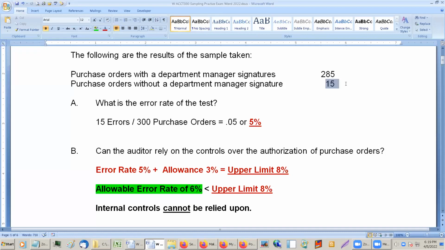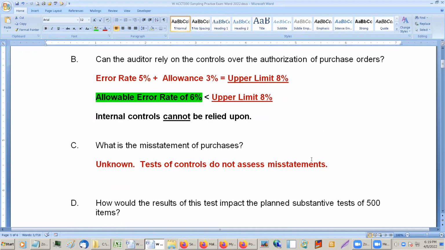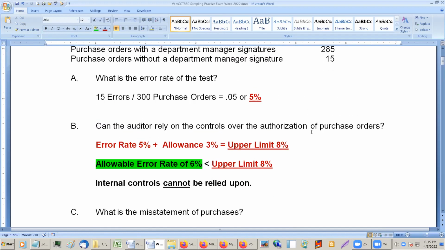Another thing about controls is that just because there's an error in the internal controls and you can't rely upon them, that does not mean the financial statements are necessarily misstated. It could just be that the control can't be relied upon. The financial statements might be fine. For instance, in this case, even though managers didn't sign off on 15 of the purchase orders, that doesn't necessarily mean those purchase orders weren't valid and weren't necessary for the business. It just says that this control can't be relied upon.